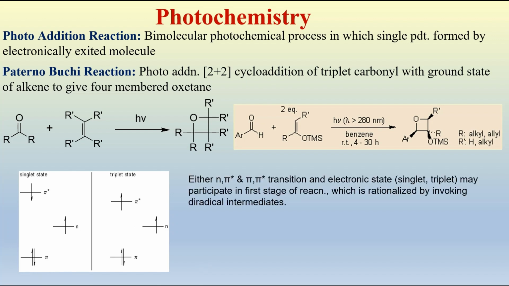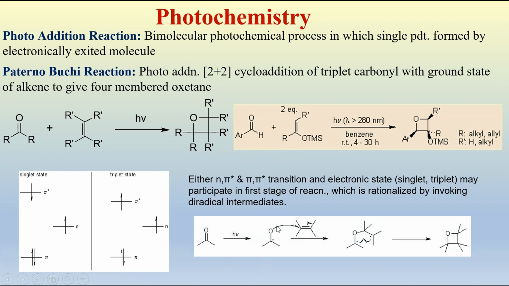This n pi star and pi pi star transition occurs, and either the singlet state or the triplet state electrons can be involved in the first stage of the reaction. When this occurs, it induces a diradical. Oxygen has one radical, carbon has another electron. That's why a diradical is formed. The diradical which is formed in the excited state is unstable.